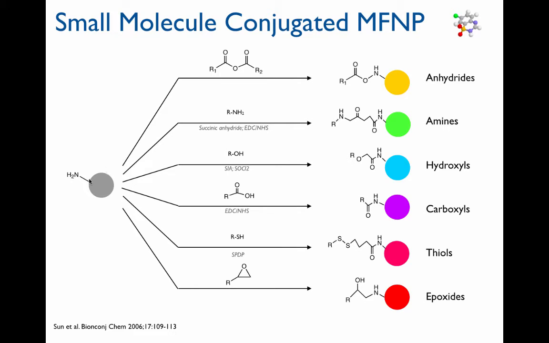And so if you have a nanoparticle, this is again a magnetic nanoparticle, these are coated with amines, so you can functionalize them. Then using different chemistry, EDC or NHS, you can go to amines. You can use this molecule for anhydrides, SIA or SOCl2 for hydroxyls, again EDC NHS for carboxyls, SPDP for thiols, or you can use epoxides themselves. They will react with these amine nanoparticles. That way you can build a library where each nanoparticle has a different small molecule.